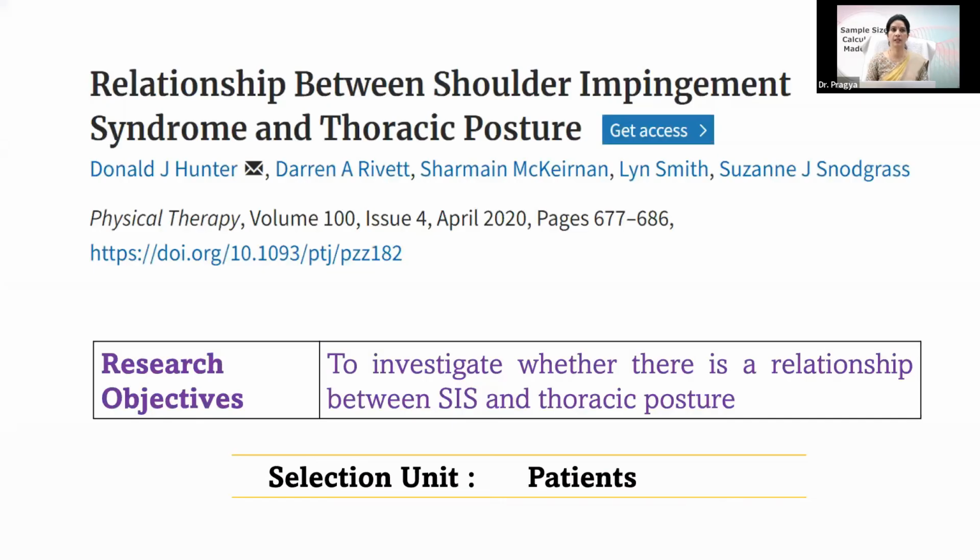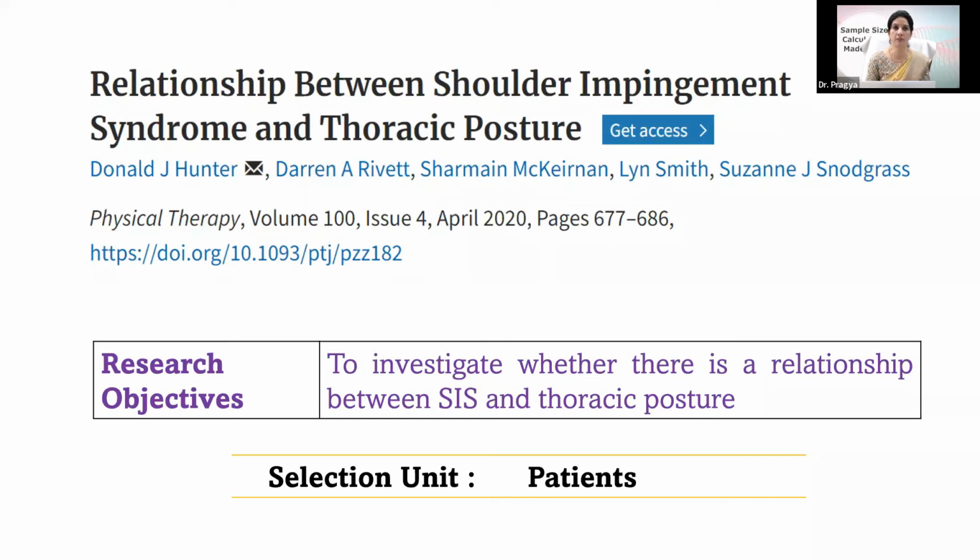So this is one example which we could find, about the relationship between shoulder impingement syndrome and thoracic posture. In this case, the author wanted to investigate whether there is a relationship between shoulder impingement syndrome and thoracic posture.